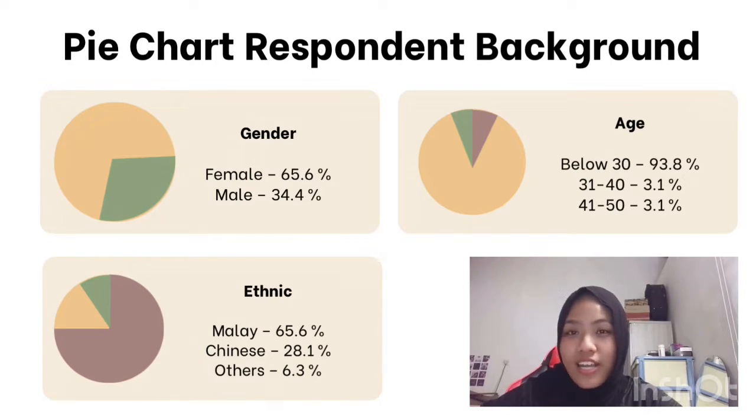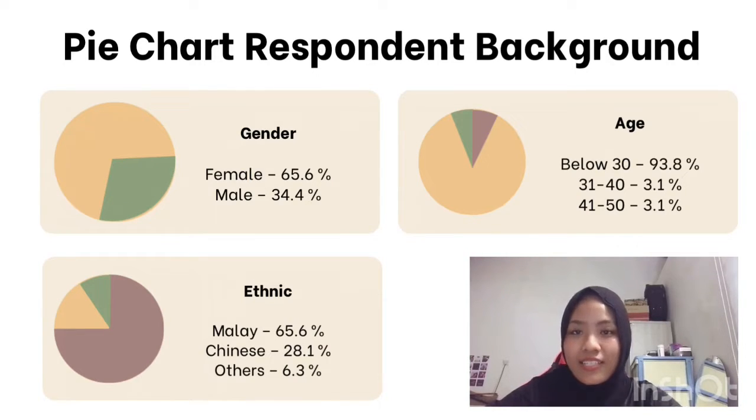The next characteristic is age. Here there are 3 age levels, where the first level is below 30, the second level is 31 to 40 and the last level is 41 to 50. For these 3 levels, the highest is the first level, which is 93.8%, while the second and the last levels have the same percentage, which is 3.1%.